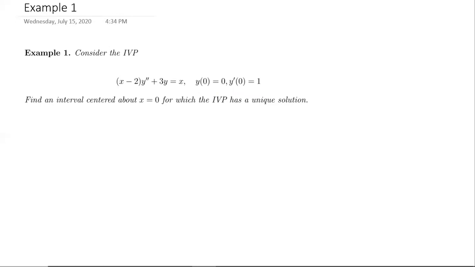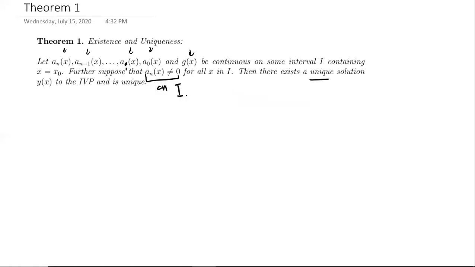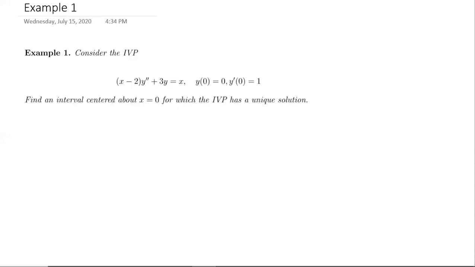Okay? By the working theorem 1, what do we need to do? All of the functions that are multiplying that derivative and the function that is by itself on the other side of the equation, not being multiplied by any derivative, have to be continuous on this interval I, and the function that's multiplying the highest order derivative, in this case the second one, can't be 0 on that interval. That's all we need to check. Okay, so let's look at these.